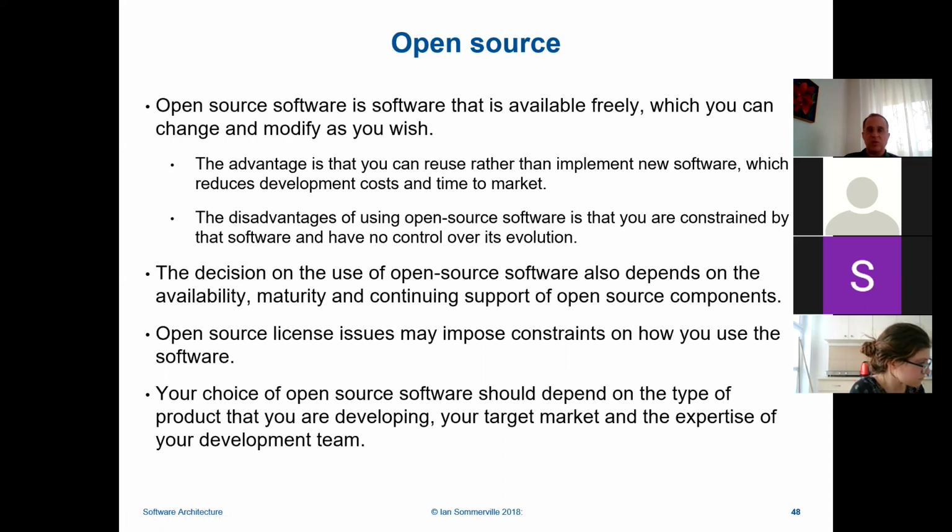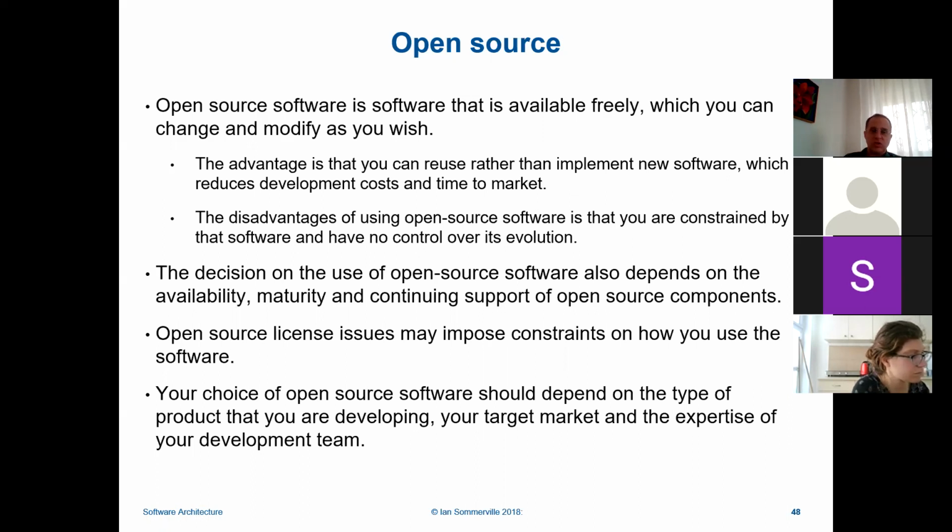You don't want to start using something that's never going to change and never going to get new support, because you may need support for security, for new bugs that are found. Open source license issues may impose constraints on how you use the software. Sometimes if you use open source versions of things, then you're legally not allowed to sell the software that you make from it. You may want to sell your software, but you may not want to sell your software. You may be just using their software to run a website.